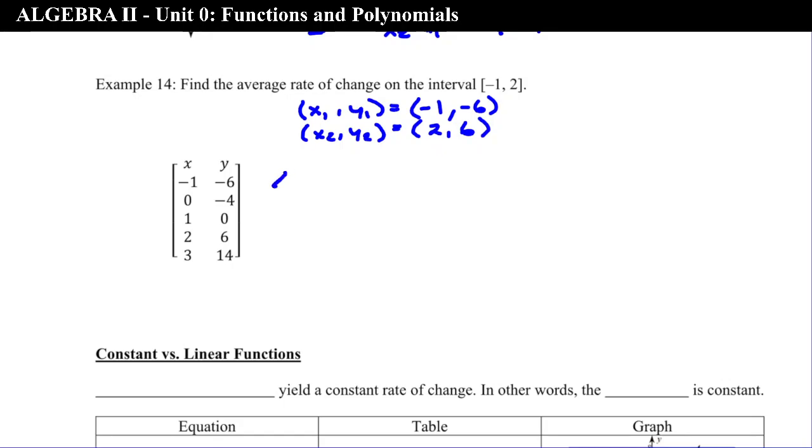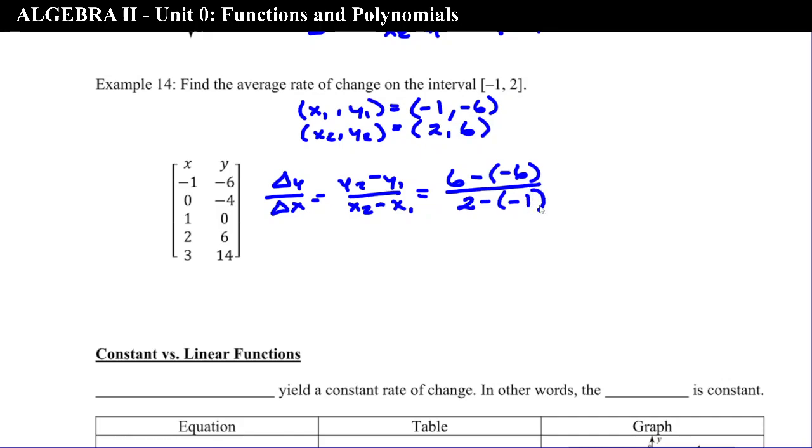And now we just go to the formula. Our change in y over change in x is notated as y2 minus y1 over x2 minus x1. y2 is 6, y1 is -6, so we've got minus a -6 over x2 is 2, and x1 is -1, so we have a minus -1. When we do the math, we have 6 minus -6, which is 6 plus 6, which is 12. And 2 minus a -1, which is 2 plus 1, is 3. So our average rate of change is 4.